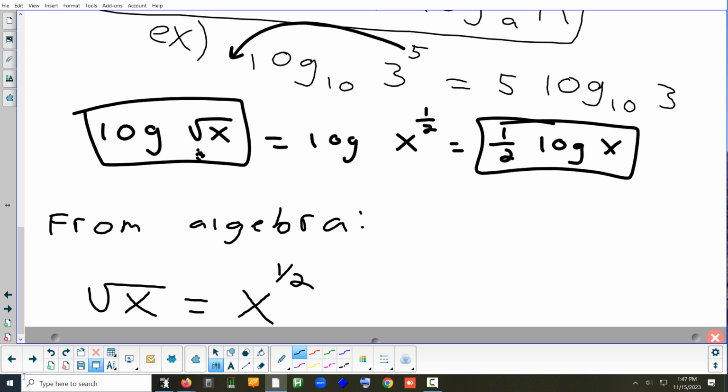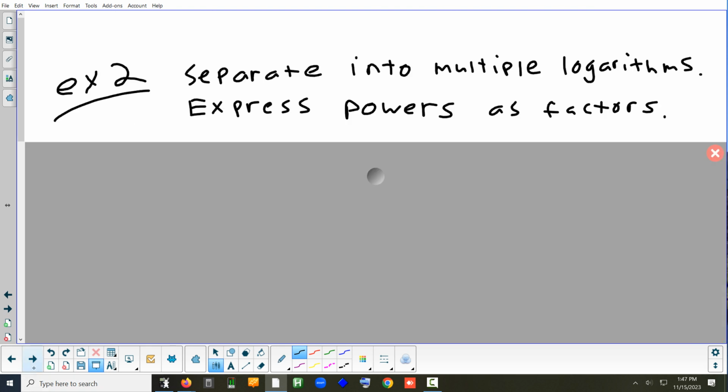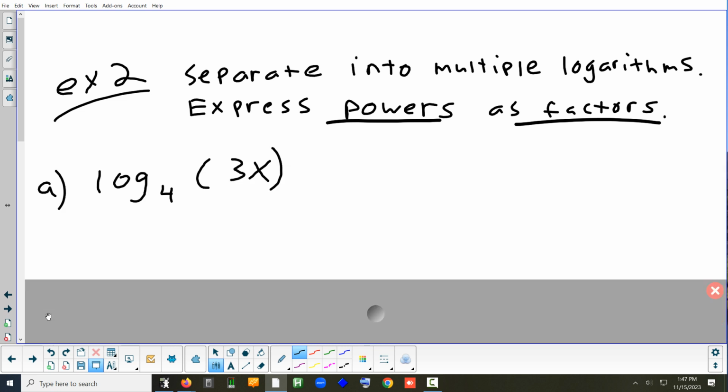Now we'll try some examples. So it says to separate it into multiple logarithms, and express powers as factors. What that means is do not leave exponents in the final answer. Put exponents in front. Because when you put it in front, it turns into multiplication. That's a fact. So here's our first one.